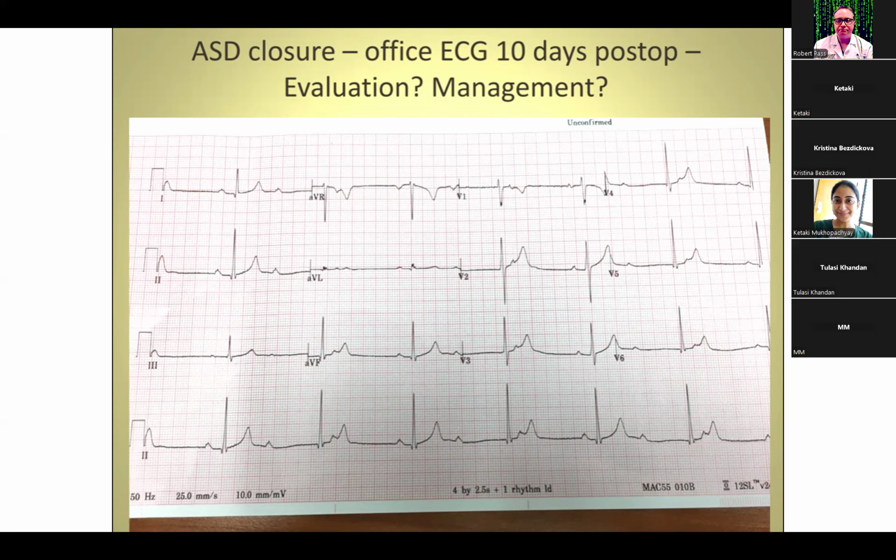I agree the patient might need a pacemaker. First of all, would you admit the patient or would you send them home? In other words, admit the patient. Yeah, we would certainly admit a patient like this.